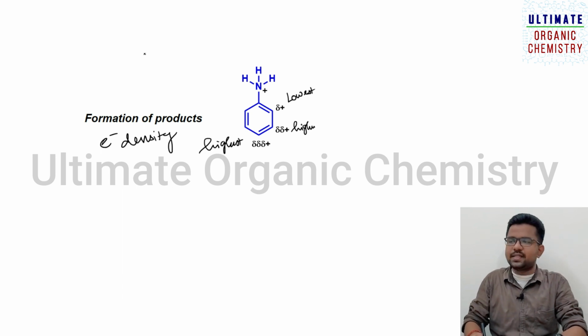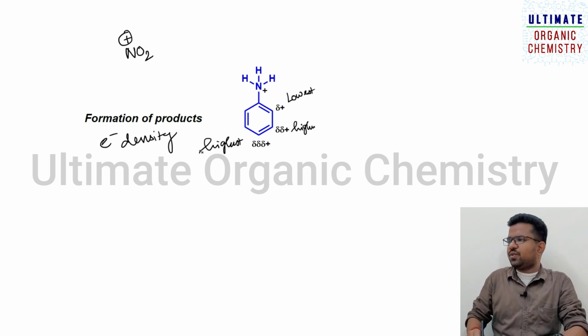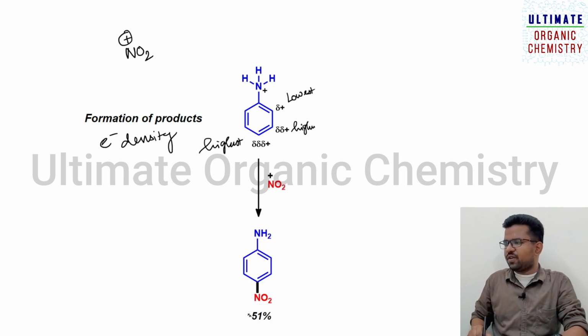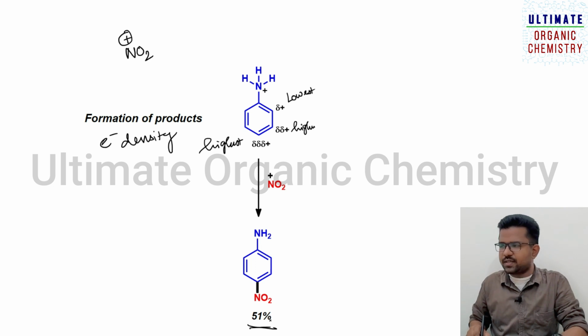So in nitration, the electrophile that is formed is nitronium ion NO2 plus, and it needs electrons. So this nitronium ion will react with the carbon atom which is having highest electron density easily. For example, here you have highest electron density at para position. So it reacts with the nitronium ion, means you will get 51% of the product, para product.